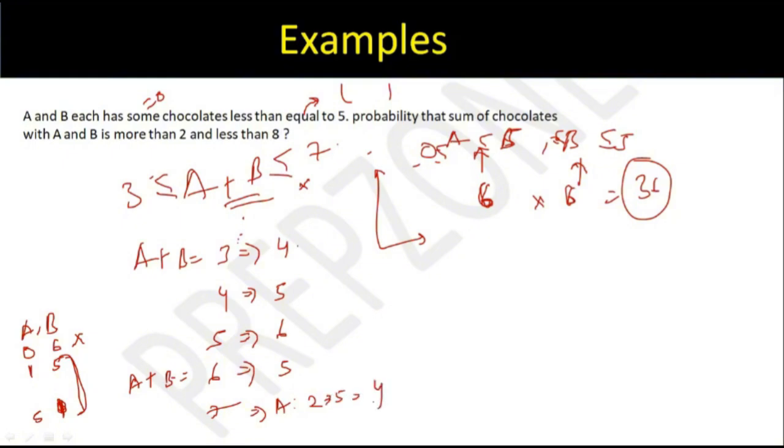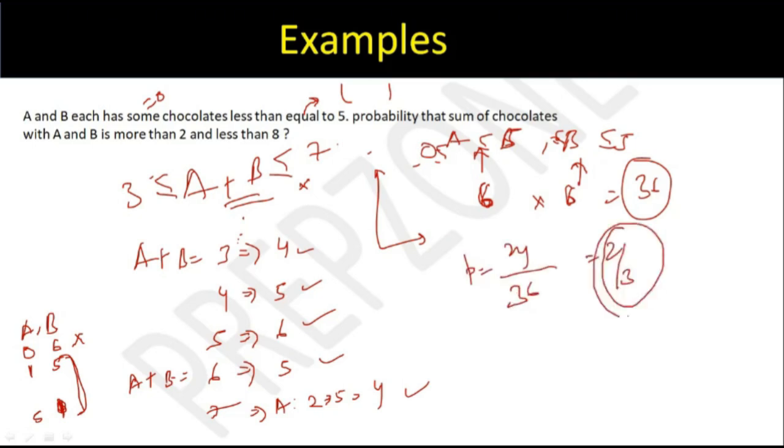So if you see, there's a pattern here, 4 plus 5 plus 6 plus 5 plus 4. What is the sum? 24. So my favorable is 24. My total was 36. This is my answer, 2 by 3. And if you see this pattern, since values were less than or equal to 5, the maximum value comes at 5, right? Whenever the sum is 5, you get the maximum value, which is 6, and then keep doing minus 1 going up and down, and you will get this pattern so that you can speed up your calculation.